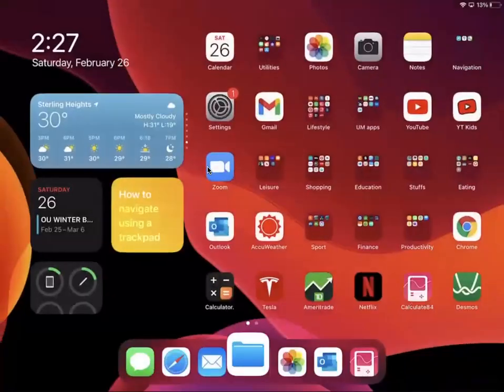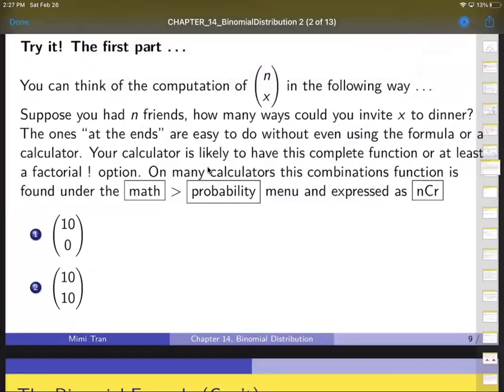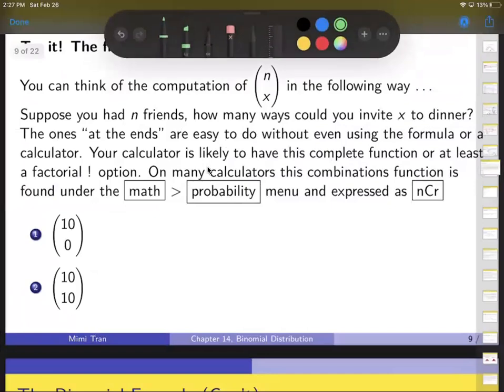Okay, so let me go back here. Now, the ones at the ends are easy to do without even using the calculator, because think about it. Say, what is the probability that you can invite nobody to the dinner? Well, you have 10 friends. You don't want to invite nobody. There's only one way to do it. Don't invite nobody, right? So one way. There's only one way to invite nobody to your dinner, right? Don't invite them. What is the probability that you can invite all 10 of them to your dinner? Again, one way, right? Invite all of them.